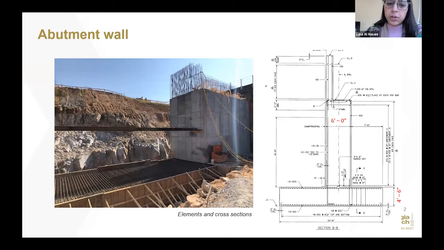So the broader goal of this project is to provide the Georgia Department of Transportation with best practice guidelines and recommendations for the construction of mass concrete projects and related thermal control measures.